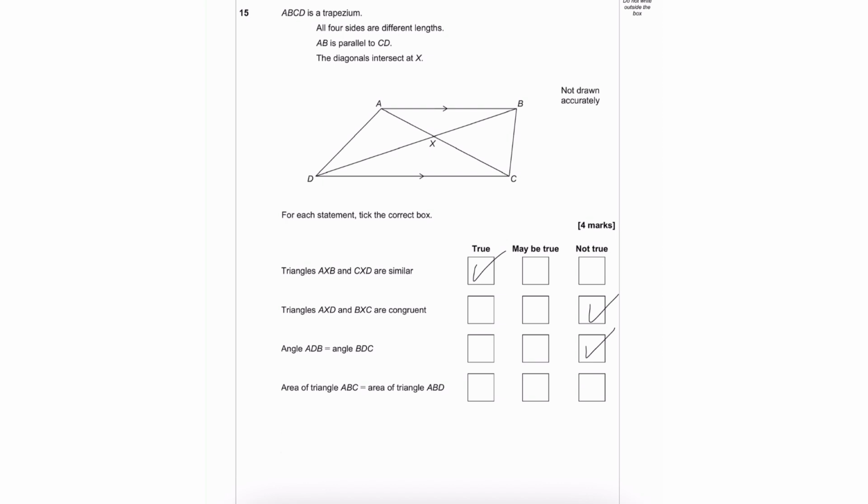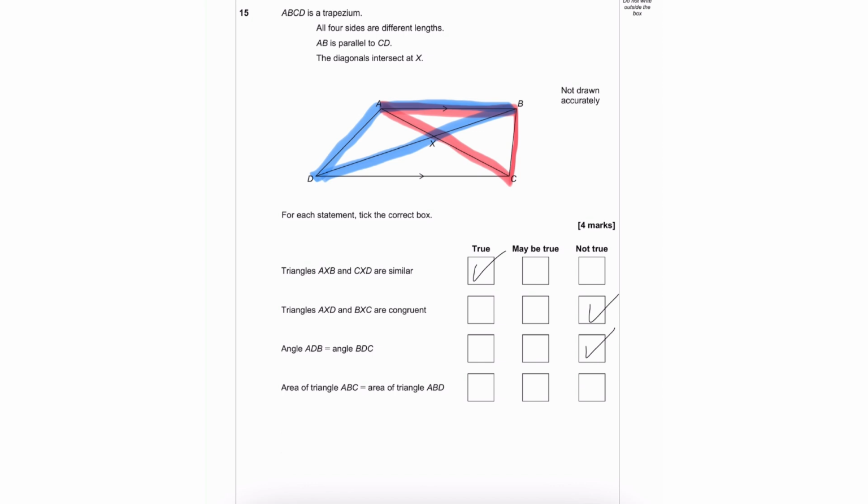And finally, our last statement is that the area of triangle ABC equals the area of triangle ABD. So let's just highlight these two triangles. So we've got ABC, and let's go for blue, and we've got ABD, which is here.